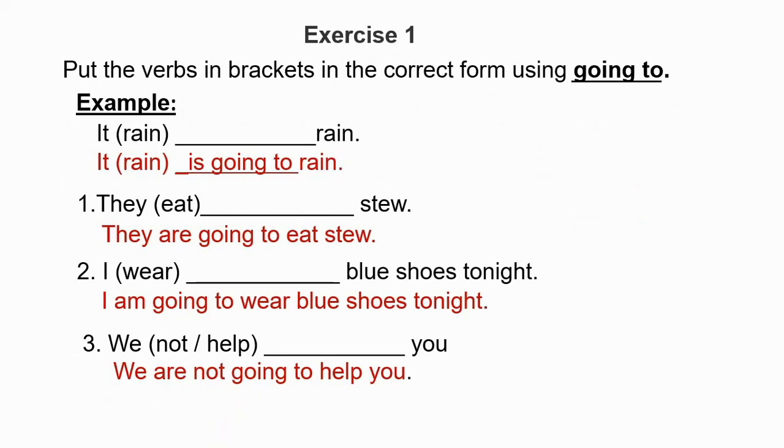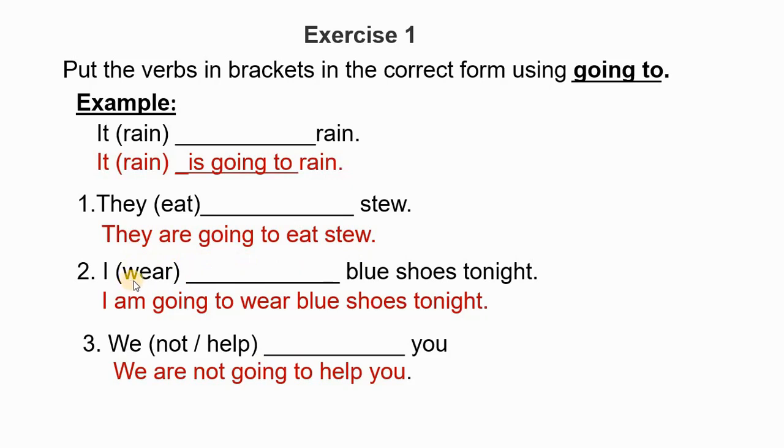So exercise 1. Put the verbs in brackets in the correct form using going to. Example here, guys. The verb in the bracket is rain. Put it in the correct form using going to. So the correct answer is, it is going to rain. Number 1. The verb in the bracket is eat. So the answer: they are going to eat stew.